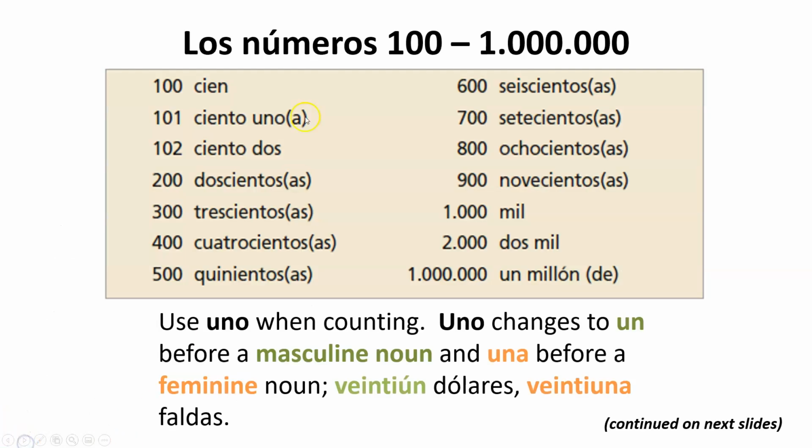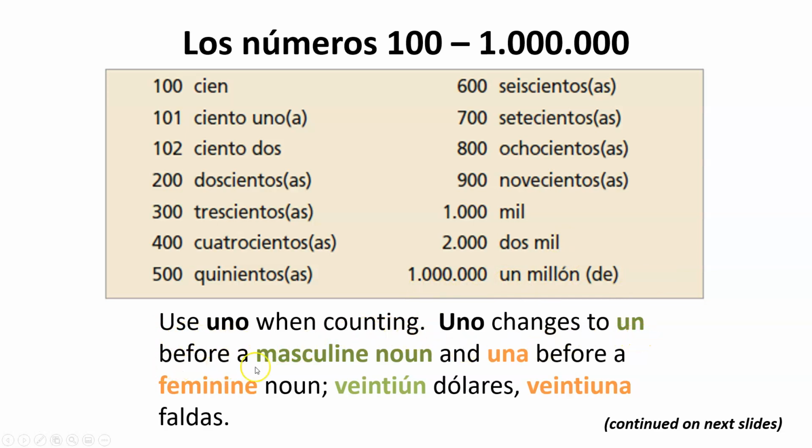And now we go up into the hundreds. So once we hit 100, it's cien, but once it's 101, it becomes ciento uno, ciento dos, and then the numbers follow after that. 200, 300, 400, 500, 600, 700, 800, 900, 1000, 2000, 1,000,000. So use uno when counting.